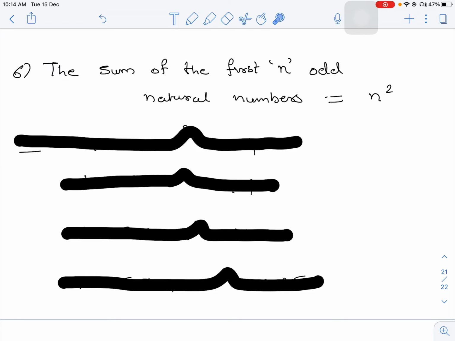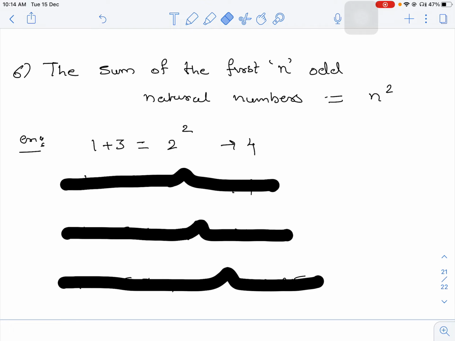Now next property states that the sum of first n odd natural numbers is equal to n square. Okay, let us understand it. Now suppose it is given that the sum of first n odd number. So here 1 is the first odd number, 3 is the second odd number. Now sum of these two odd number is always the value of n square. Okay, or it can be written as n square. Now we know that 1 plus 3 is how much? It is 4. I am writing that answer over here.